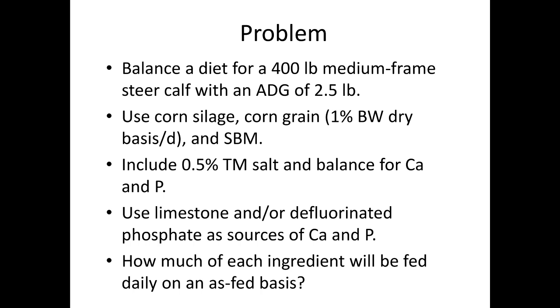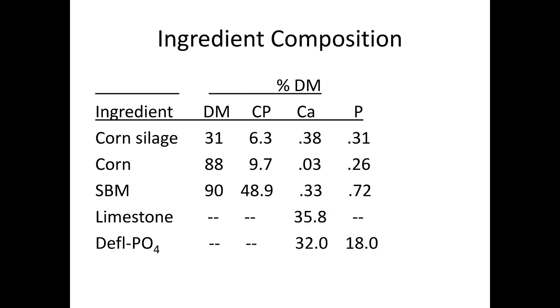So remember, very importantly, always pay attention to whether ingredients or requirements are expressed on a dry matter or as-fed basis. So the first step with any diet formulation problem, make your tables. So we have a table for ingredient composition. In this table, we have a list of the ingredients: corn silage, corn grain, soybean meal, limestone, and defluorinated phosphate. Then the remainder of the table shows the composition of those ingredients on a dry matter basis.